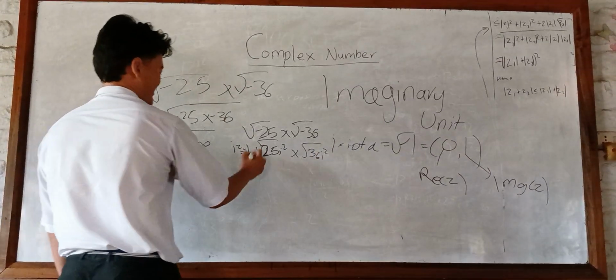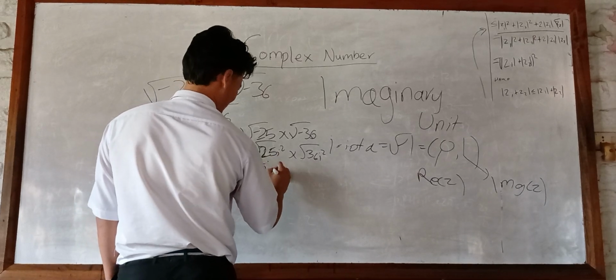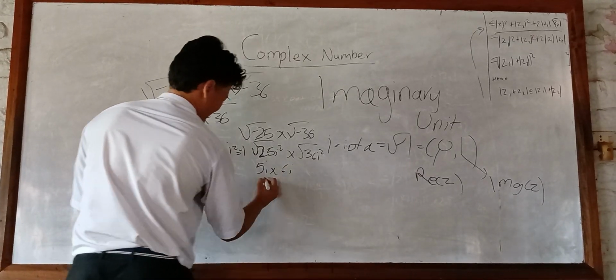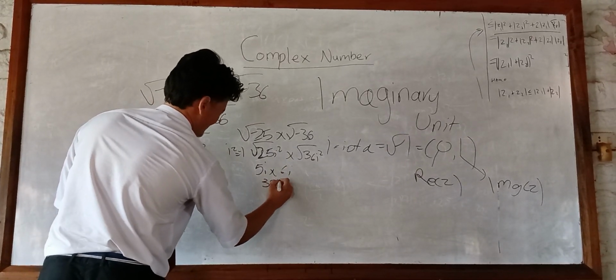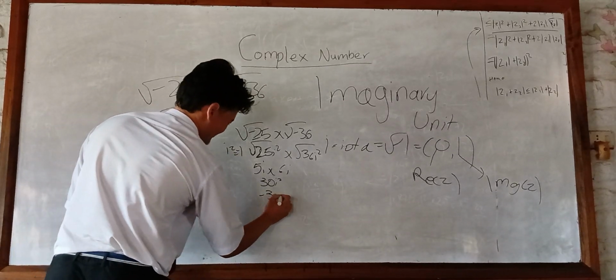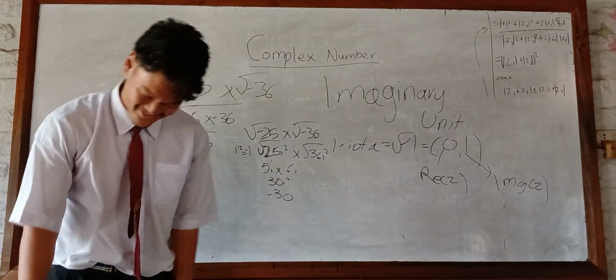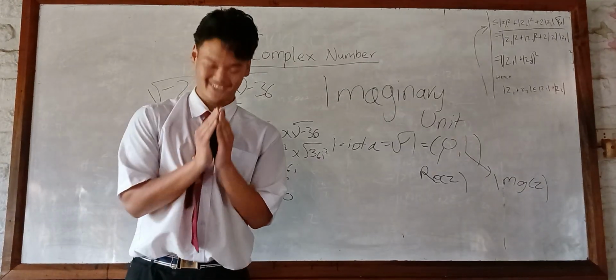And by removing this root, we can write 5i into root 6 i, that is 5 root 6 i square. Like I said, i square is equal to minus 1, so it is minus 5 root 6. So thank you. Hope you do your exam correctly next time. Thank you very much.